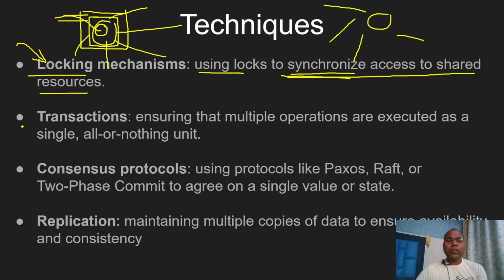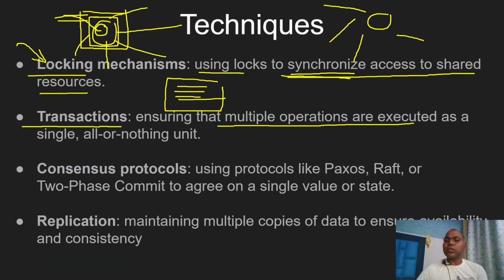And similarly, at the second level, transactions: whatever the transaction is, with multiple operations, ensure that those operations are executed as a single all-or-nothing unit, the atomicity we have discussed in the database access properties. So this set of operations or queries is executed all or none. If an update happens, everything happens or nothing happens. That means our data is consistent.